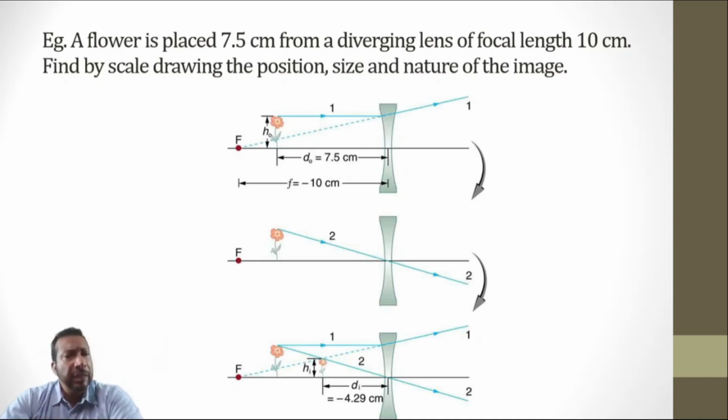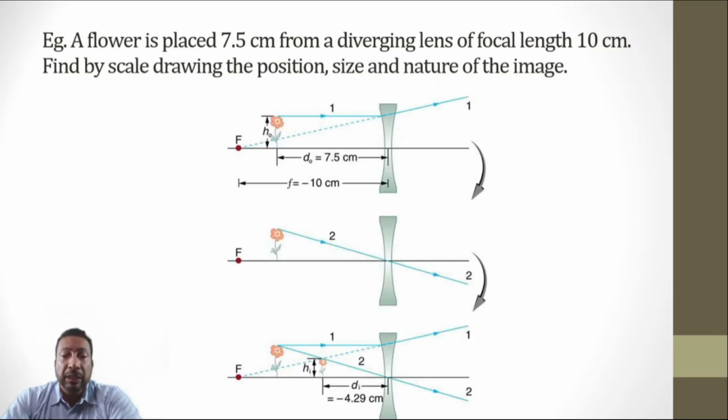Is it diminished, the same size, or magnified? When I look at my object and I compare it with my image, I see that the image is smaller, so it is diminished. And finally, the location. Where is my image located?